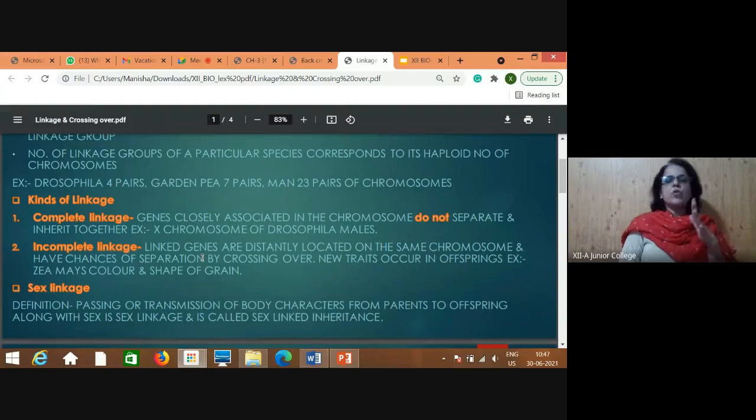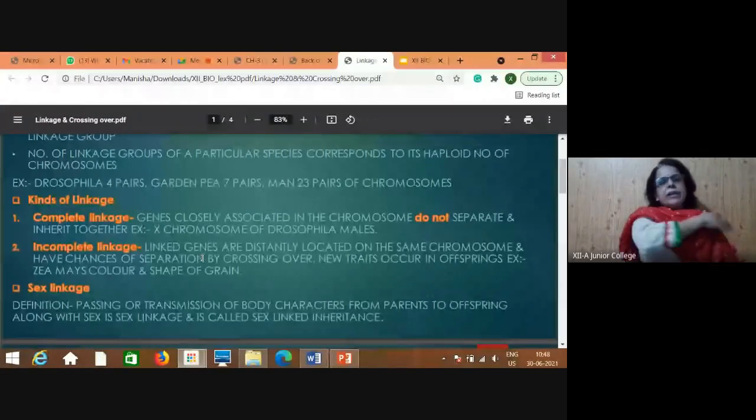The genes on the chromosome are very closely associated with each other, present very close to each other, so they cannot be separated and cannot be crossed, but are inherited together. So this type of linkage is called complete linkage, because they are very close to each other. They are completely inherited, there are no chances of crossing over and separation. An X chromosome of Drosophila males is the example.